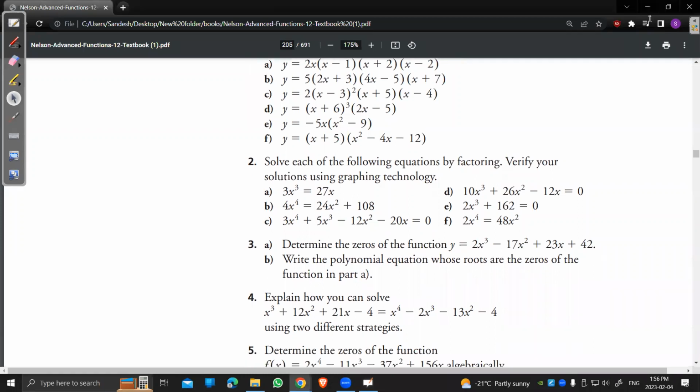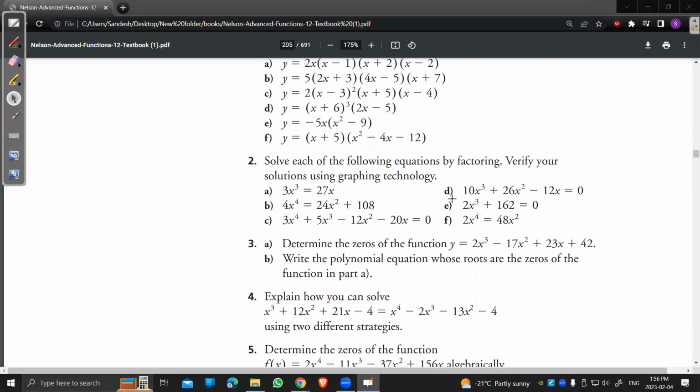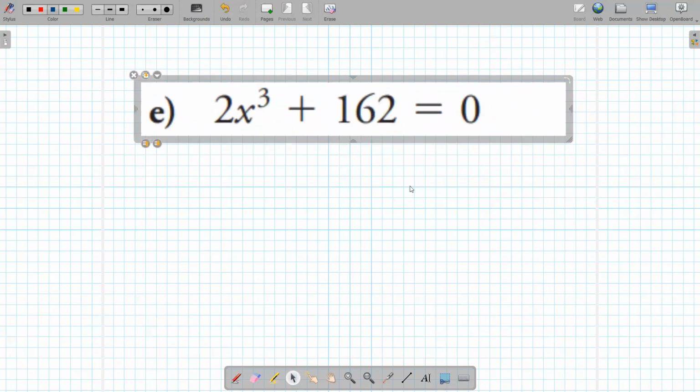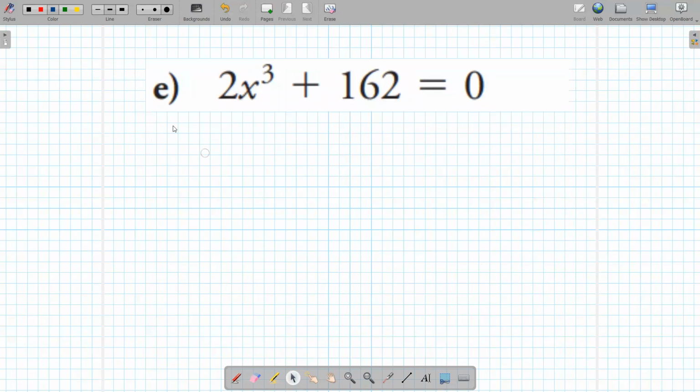Okay? Here, let's look at this. Again, this should be pretty clear now. This is a cubic polynomial, starts in Q3, ends in Q1, infinity to negative infinity for both domain and range. The question is factor this. How do we do this?